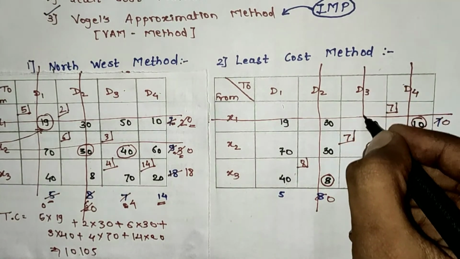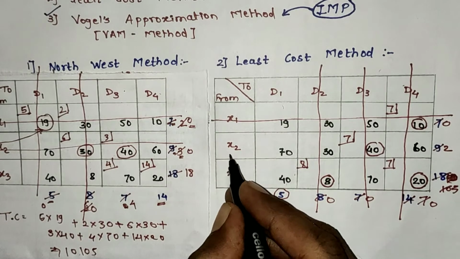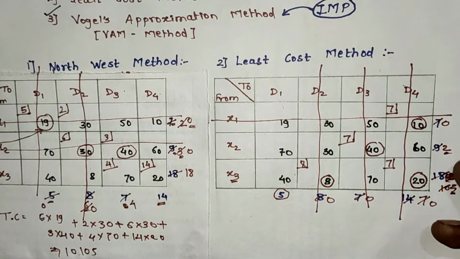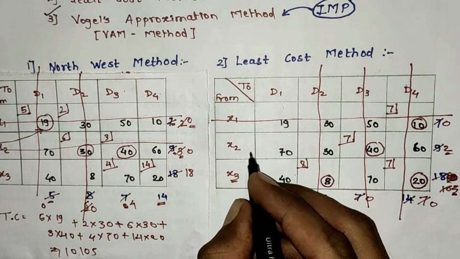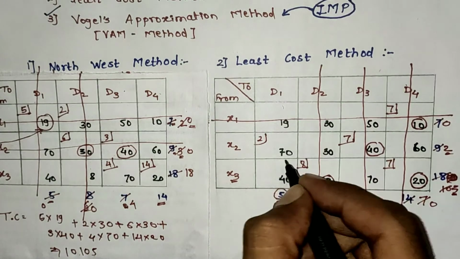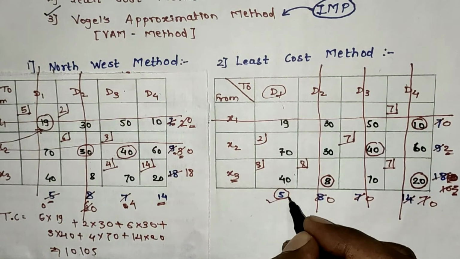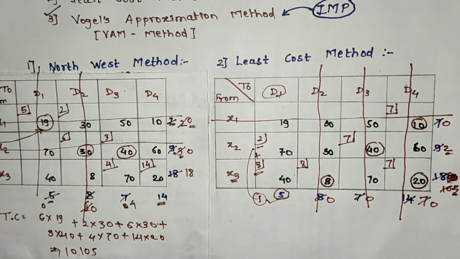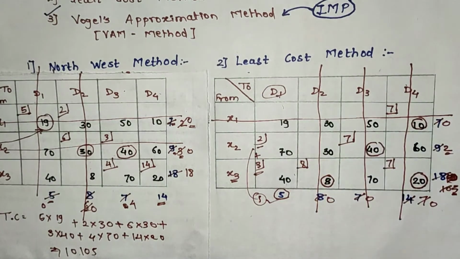So cancel this particular row. The demand for destination 1 is 5, and supplier 2 has 2 units and supplier 3 has 3 units. So directly provide these 3 units and 2 units to the particular destination. So here 2 and here 3. So the demand for destination 1 is completed, 2 and 3. If we total, it's 5. So this is how we got the least cost method solution.